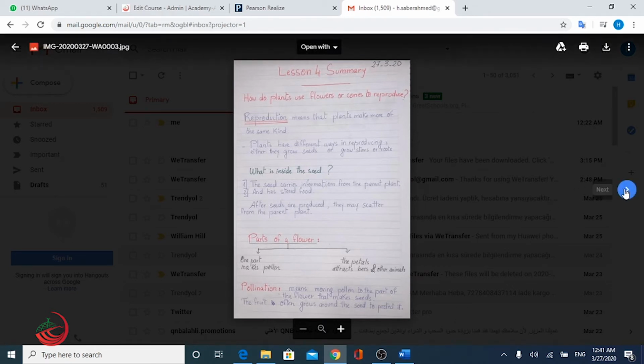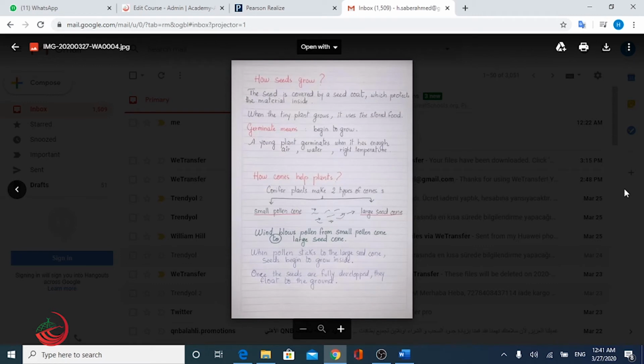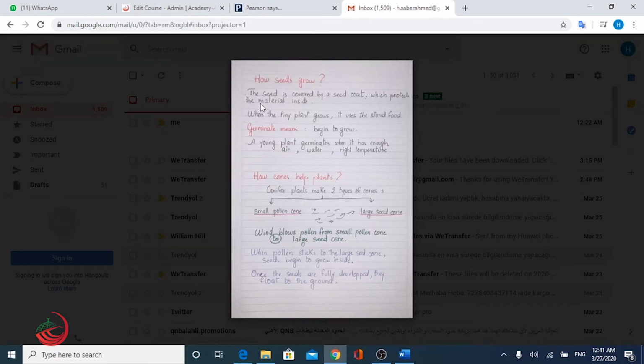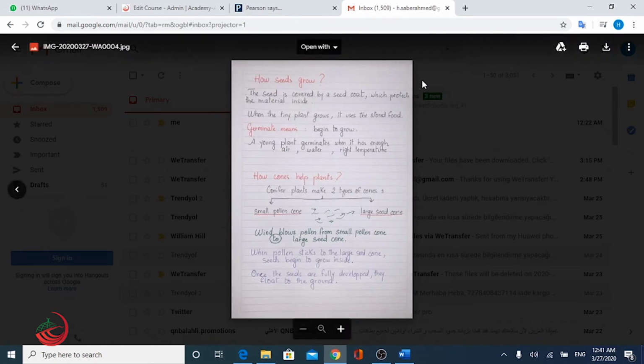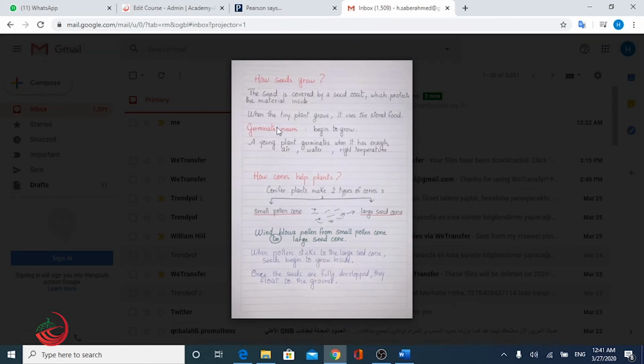Alright, then we move to how seeds grow. The seed is covered by a seed coat, which protects the material inside. The seed coat, what is the role? What is the importance of the seed coat? It is to protect the material inside. When the tiny plant grows, it uses the stored food. So, how does it grow?